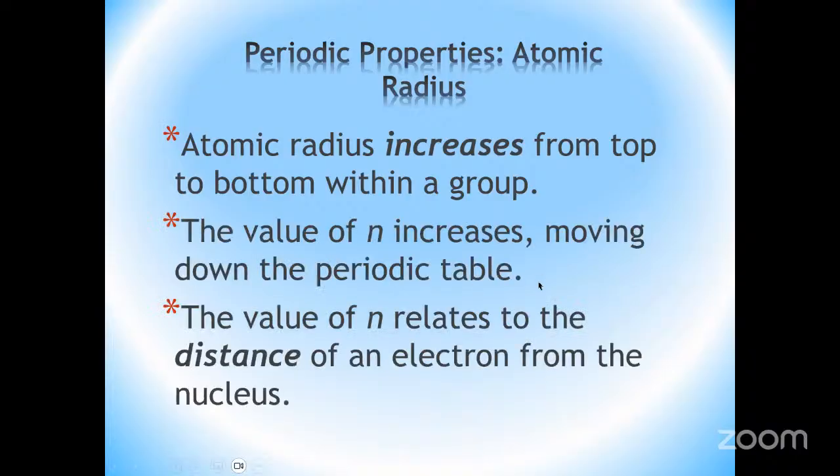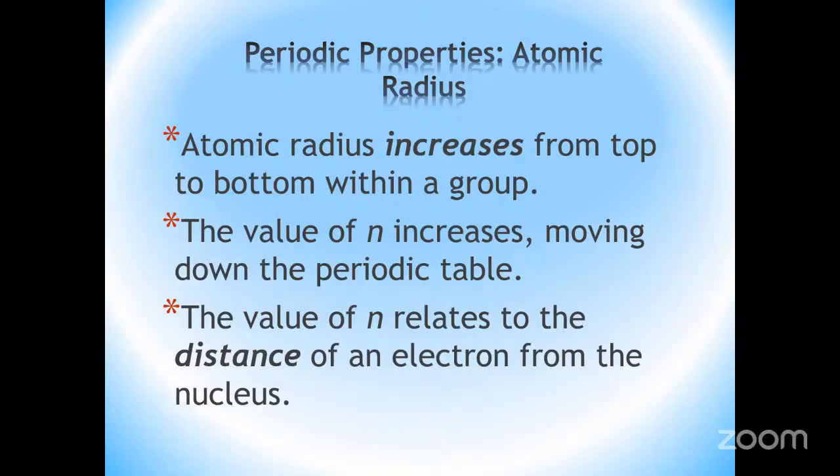Now, why does that happen? Well, basically, it relates to the distance between the nucleus and the valence electrons. If you think about going from, let's take group 1, right? In the case of group 1, at the very top of group 1, you have hydrogen.